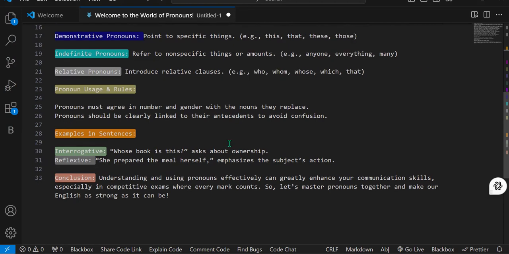Examples in sentences. Interrogative: Whose book is this? It asks about ownership. Reflexive: She prepared the meal herself. It emphasizes the subject's action. I hope you understand interrogative and reflexive. And conclusion. Understanding and using pronouns effectively can greatly enhance your communication skills, especially in competitive exams where every mark counts. So let's master pronouns together and make our English as strong as it can be.